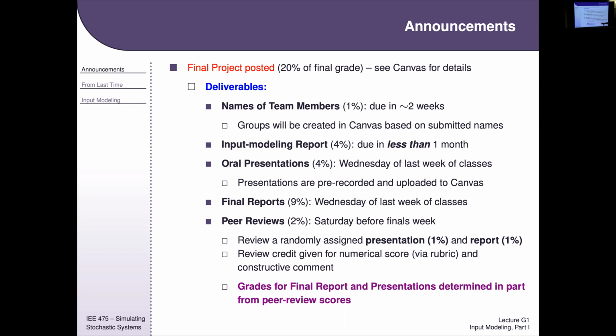And then I will look at the peer reviews for the presentations and the reports, and I will combine those with my own assessments to determine the actual scores for everyone's report and presentation. So that's how this is organized. Any questions about the basic structure of the final project? And there are a lot more details on Canvas about what the report looks like.